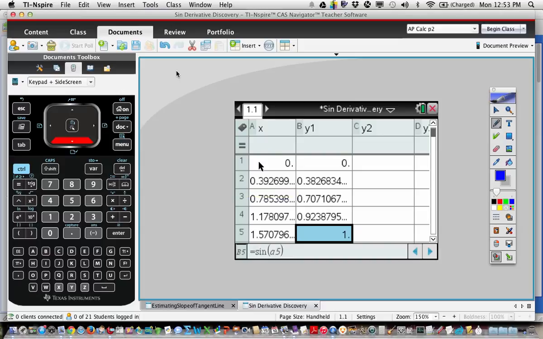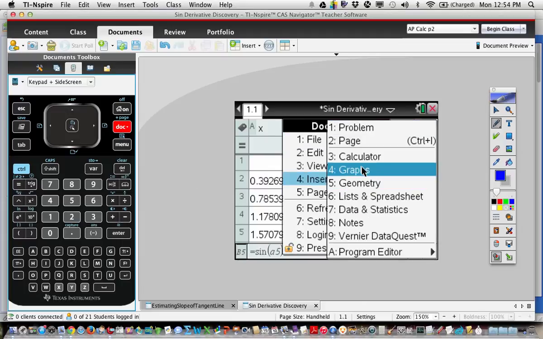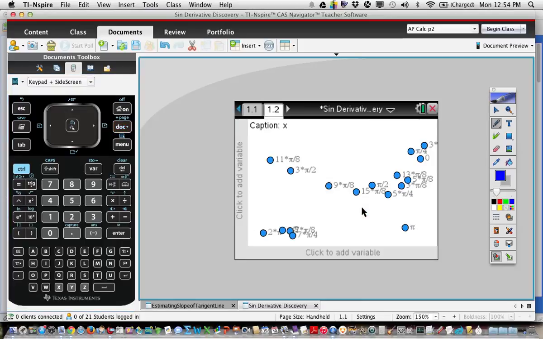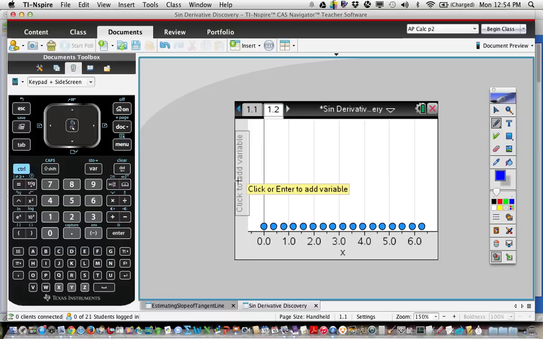Now, from a spreadsheet, I can insert a data and statistics page. Those of you in AP Stats maybe have done this already. I can come down here and click and tell it what variable I want to put there. Down here I want the X. I think the coolest part is just how the dots move. And then on the Y I want Y1.